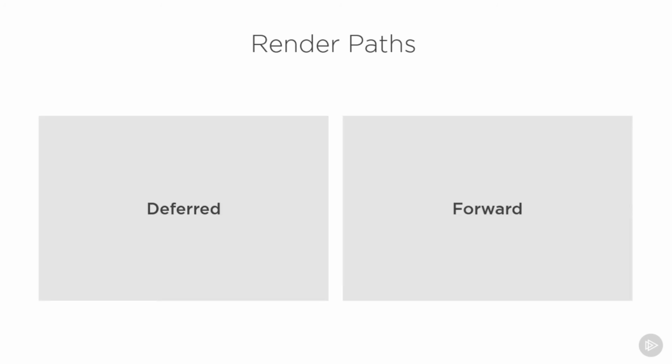Rendering paths are a slightly more advanced topic, but it's important to mention them in this Foundations course because they directly affect the qualities of light and shadows in your game. There are two main rendering paths that we'll be discussing here, deferred and forward. Let's start with deferred, which will be the rendering path we'll be using in our game.